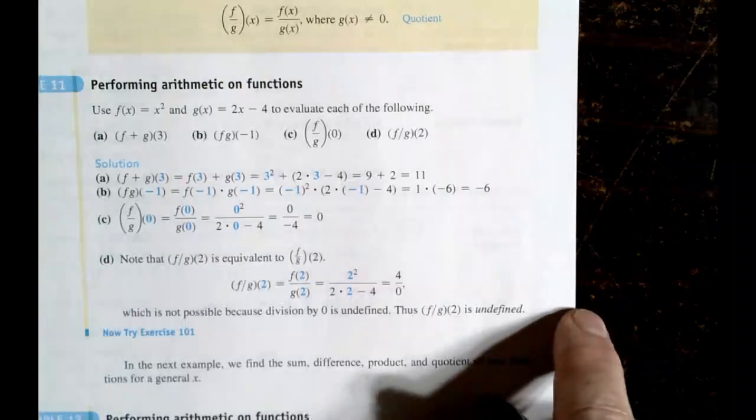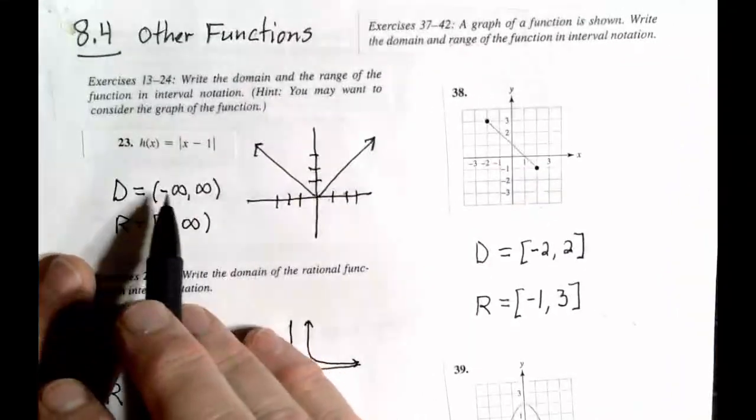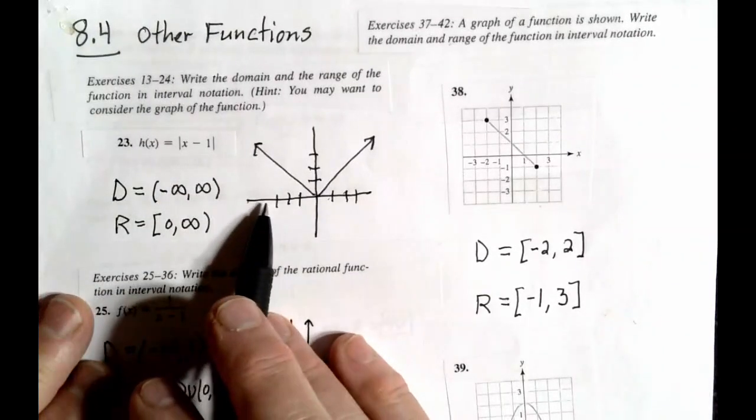And I don't think we need to really worry about the rest of that stuff. Alright, so let's look at the similar questions. So question 23 says, h of x equals absolute value of x minus 1. What does the graph look like?